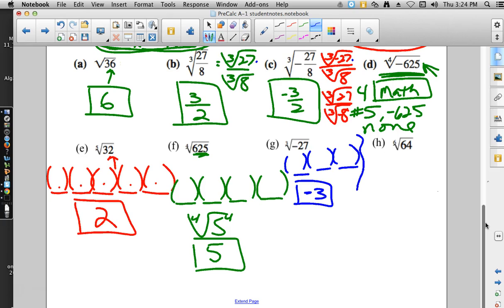H, this is a sixth root. So in my mind, I'm saying 1, 2, 3, 4, 5, 6. Oops, I'm going to run out of space. There's so many of them here. Let me try and give myself a little more work room here.